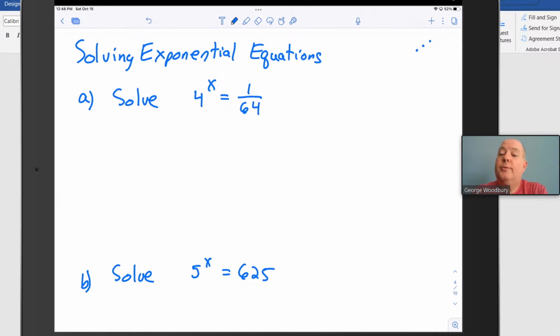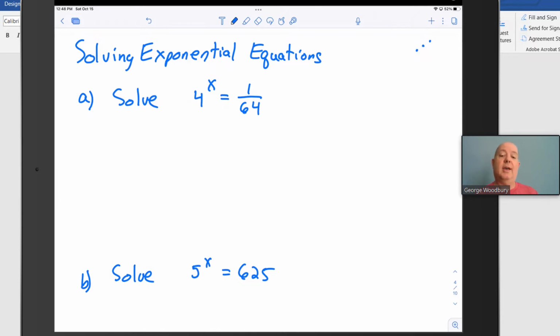Hi, I'm George Woodbury from College of the Sequoias in Visalia, California, and in this video we're going to begin to learn how to solve exponential equations. In this video we're going to look at two different types. One is a little easier than the other, but they both follow the same principle.